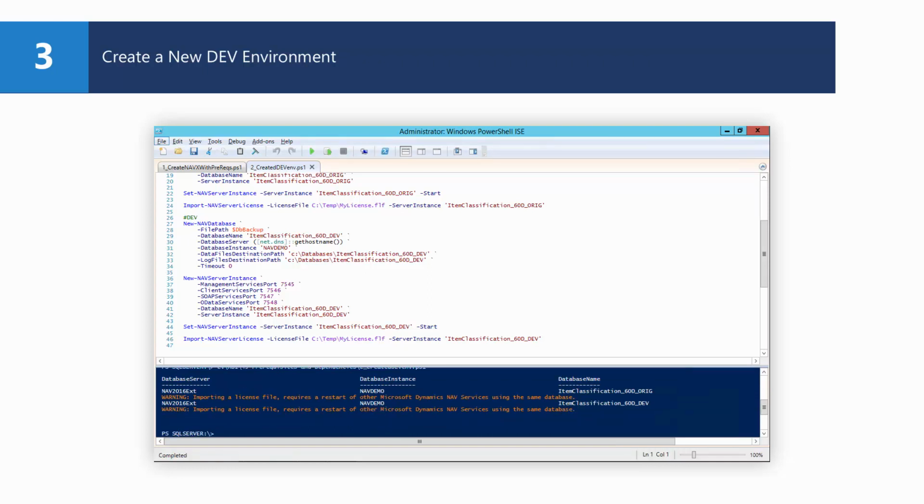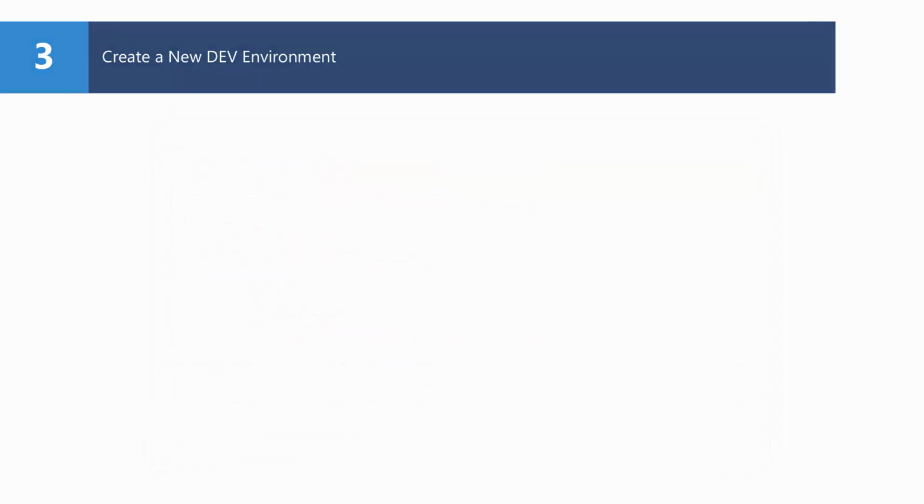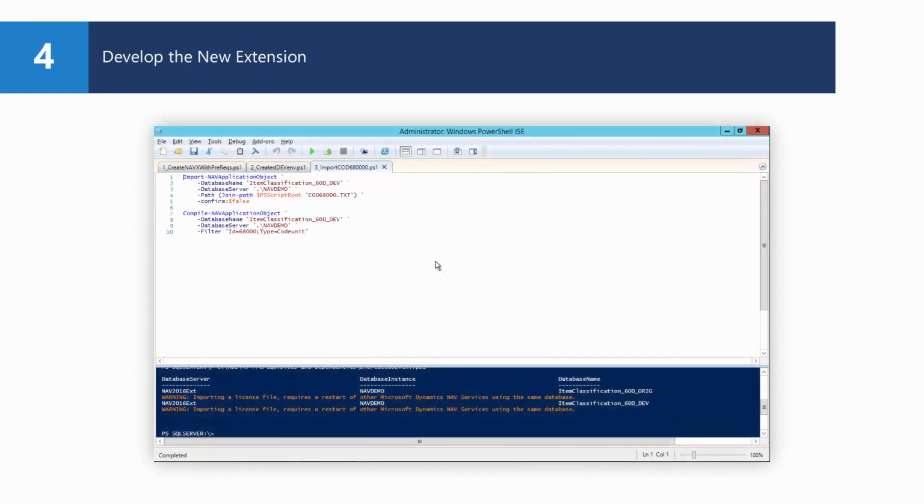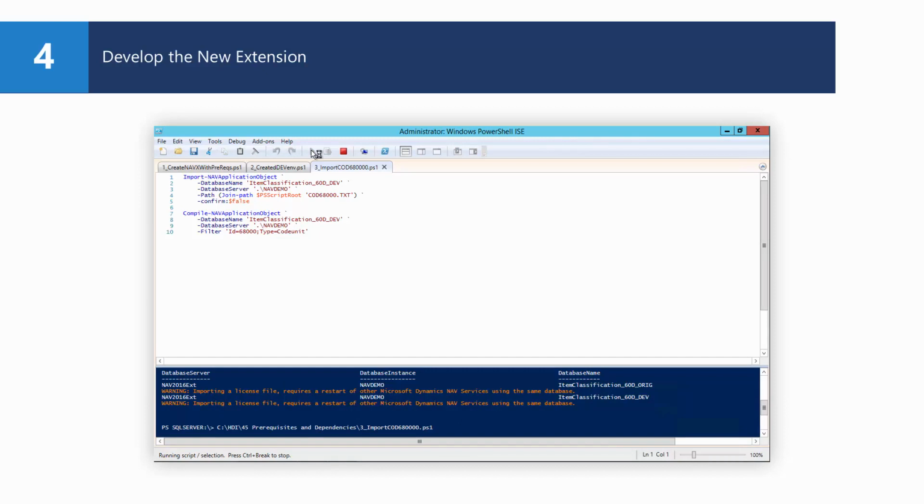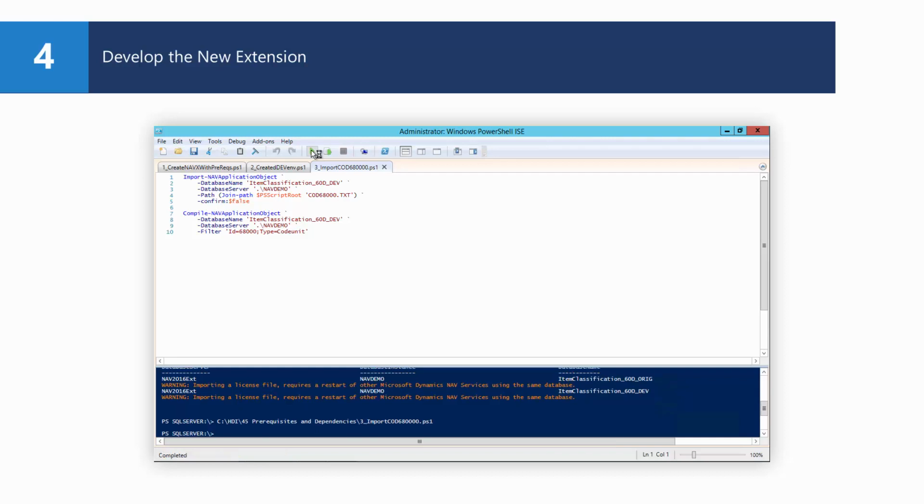So, at this point we have our new development environment. Let's develop our new extension. I'll do this by simply importing codeunit 68000, which has a subscriber function to one of the events that was raised in the dependent extension item classification. Basically, it's going to extend the item classification calculation method with new business logic. For this video, we will not go further into the business logic.